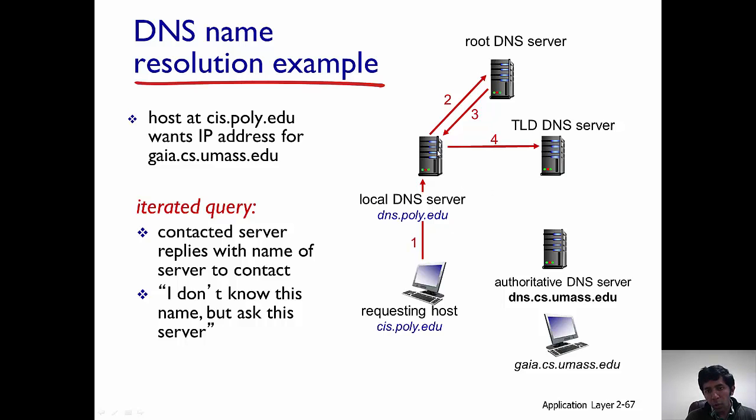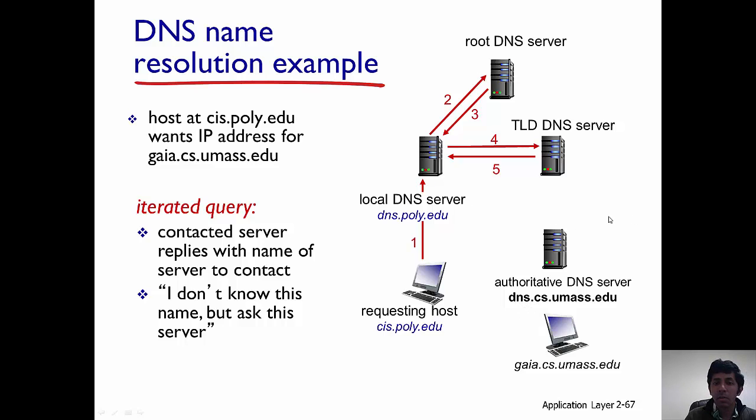After this, the local DNS server is going to contact the TLD DNS server. The TLD DNS server is going to respond, giving it the name of the authoritative DNS server. This authoritative DNS server is the DNS server at UMass, and the name here is dns.cs.umass.edu.